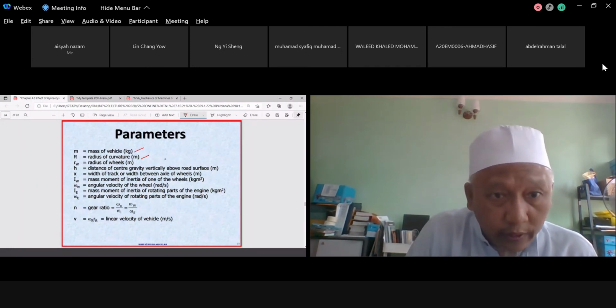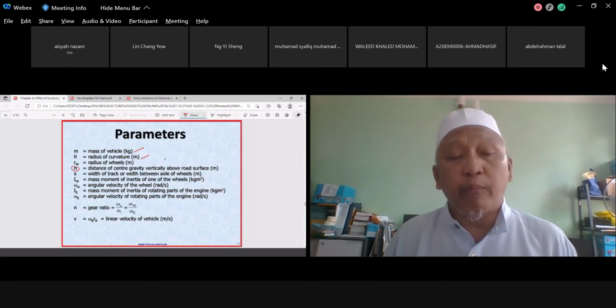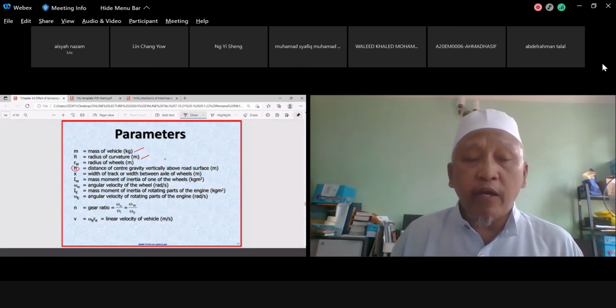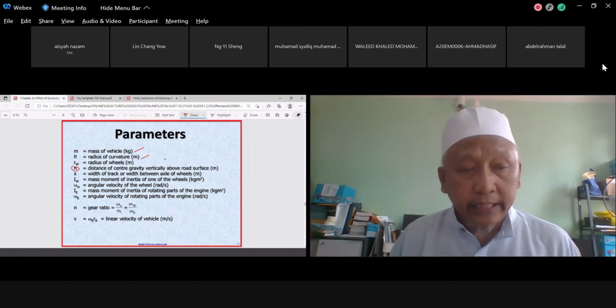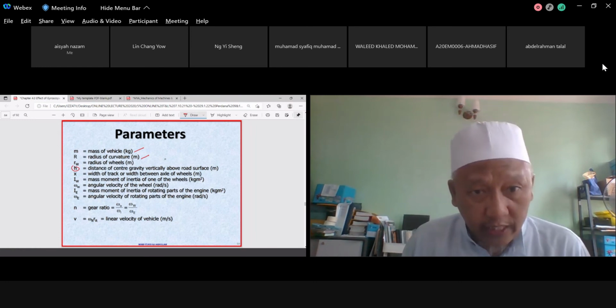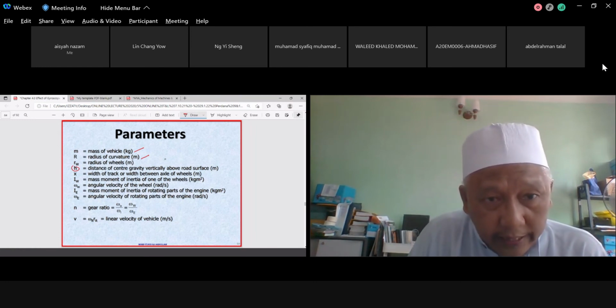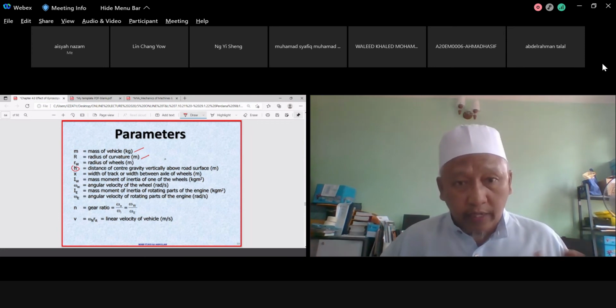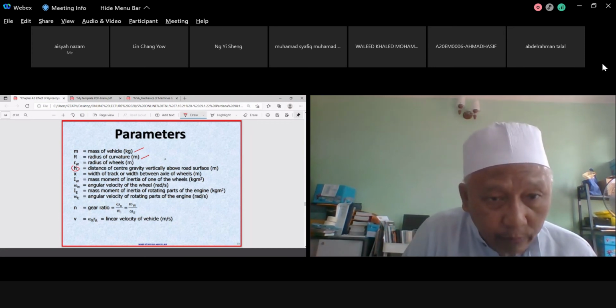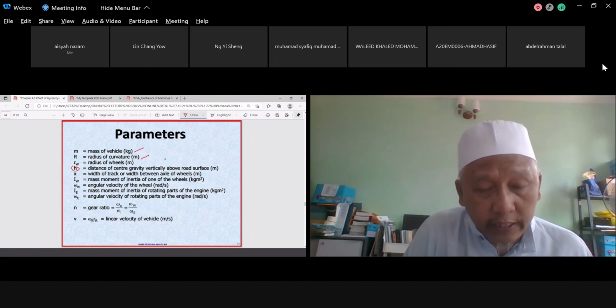That is why you find that a Formula One car, for example, will have a very small h, to ensure that the vehicle will not easily turn turtle while driving so fast or at high speeds. This will be the distance between one wheel and another wheel, or axles. The I_W represents the mass moment of inertia of the wheel. The omega_W is the speed of the wheel.